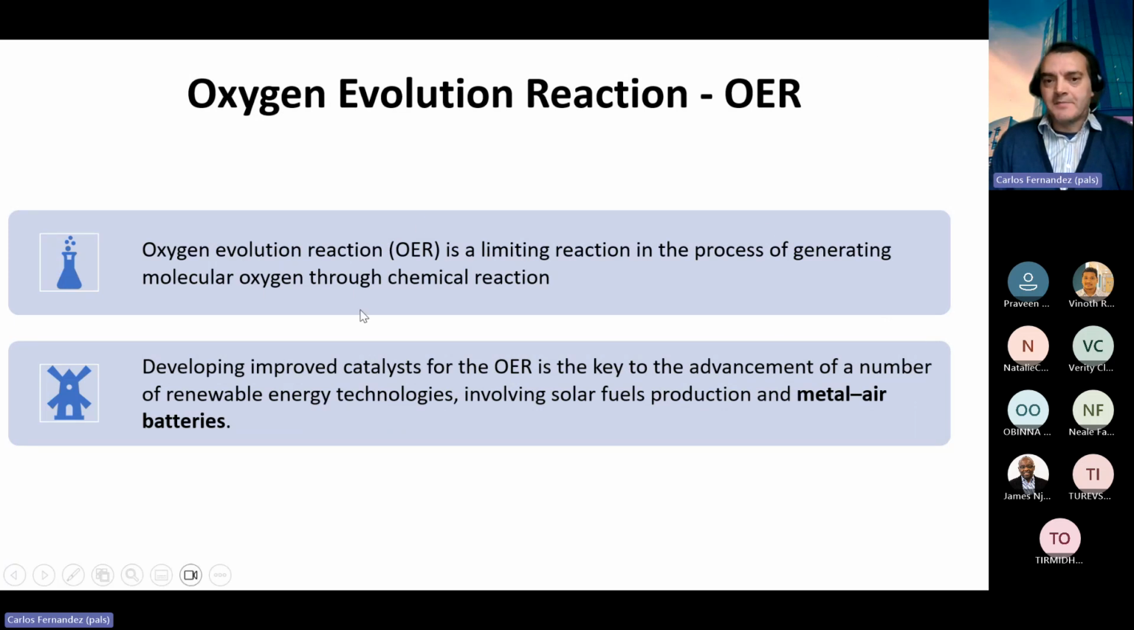Also, one of the interesting aspects of the oxygen evolution reaction is that it is the limiting reaction in the process of generating molecular oxygen through chemical reaction. But it's not all bad for the oxygen evolution reaction. Developing improved catalysts for the OER is the key to the advancement of a number of renewable energies, in particular solar fuels and metal air batteries, which I am also interested in.